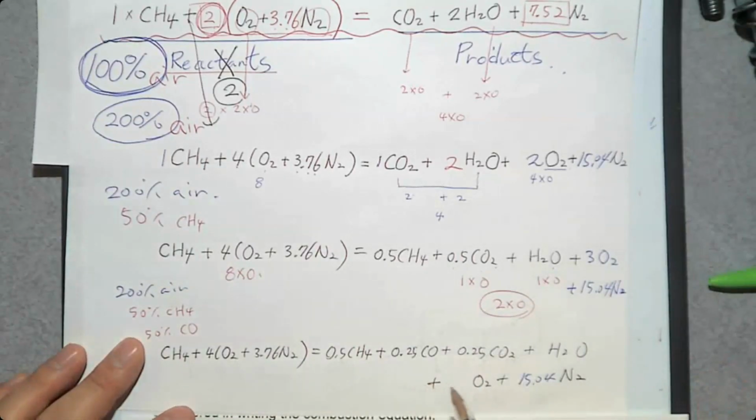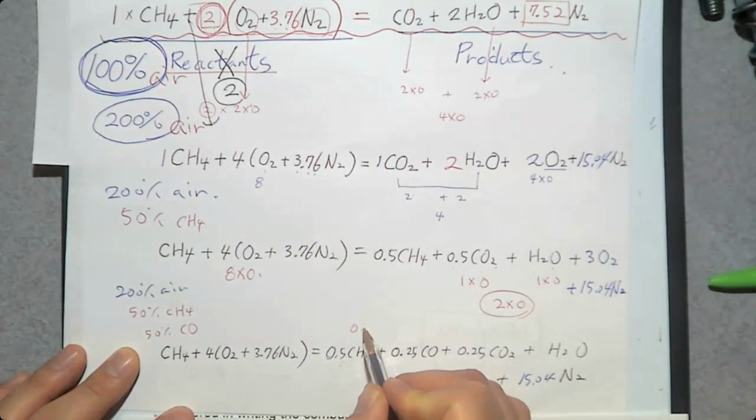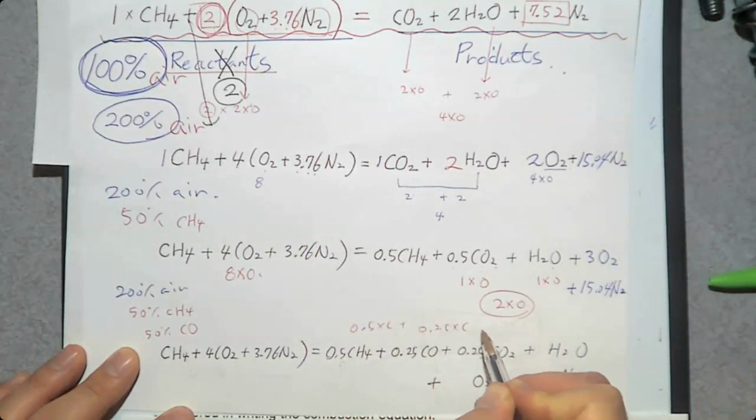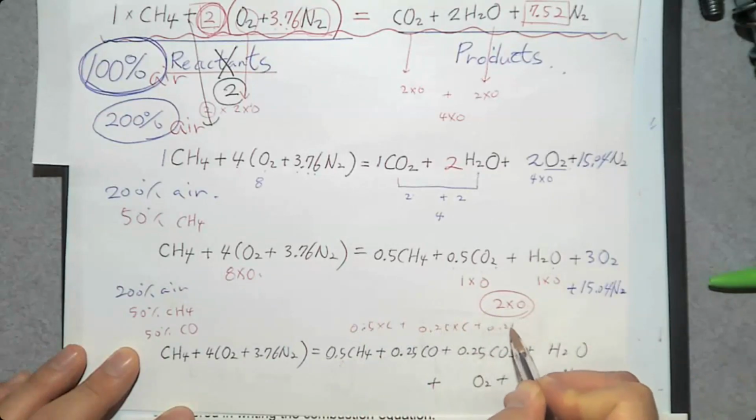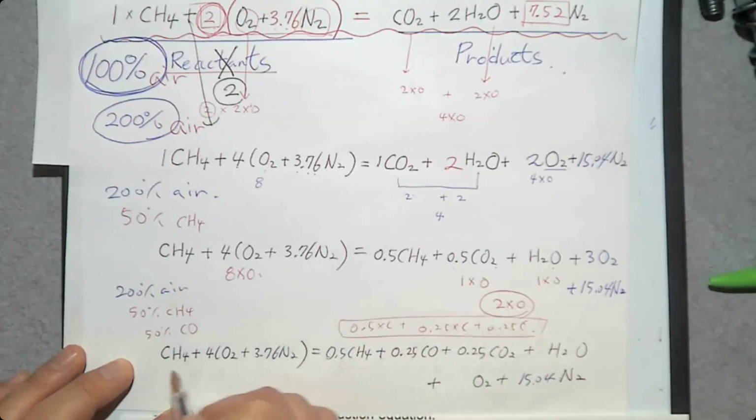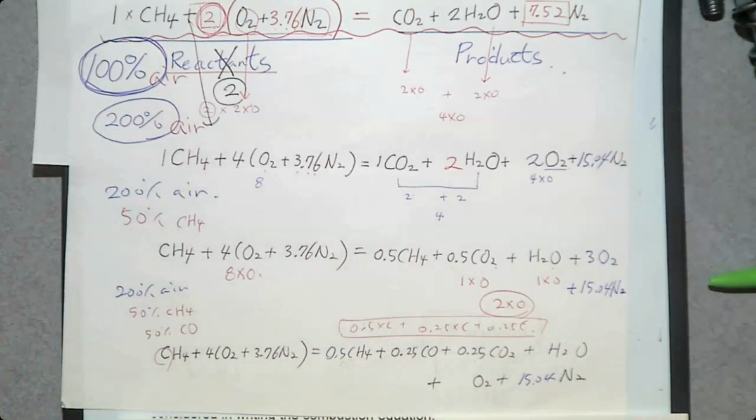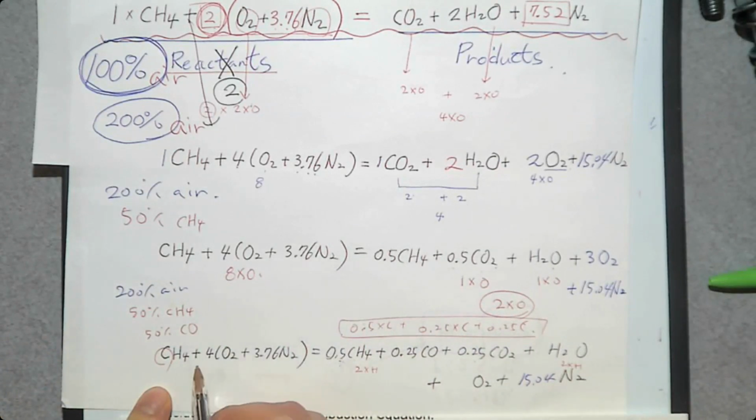So carbon is okay: 0.5 carbon plus 0.25 carbon plus 0.25 carbon. So it becomes 1 carbon, so no problem. What about hydrogen? 0.5 times 4, so 2 hydrogen, 2 hydrogen, so 4 hydrogen, so hydrogen is okay. So the problem is oxygen.